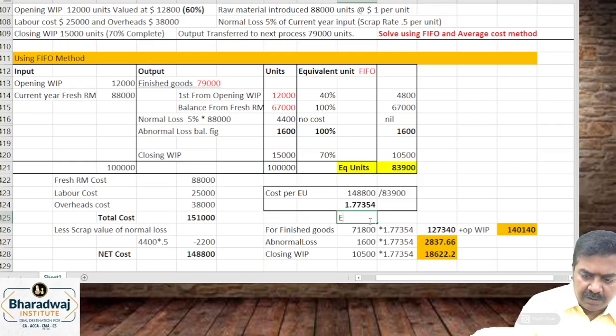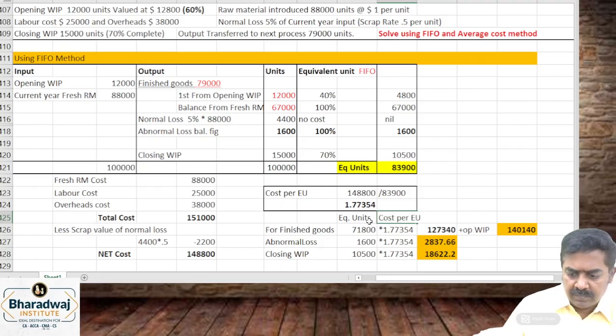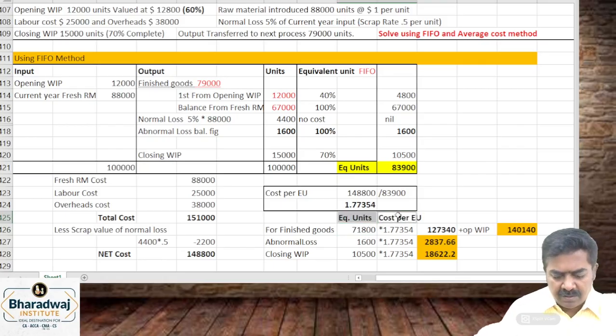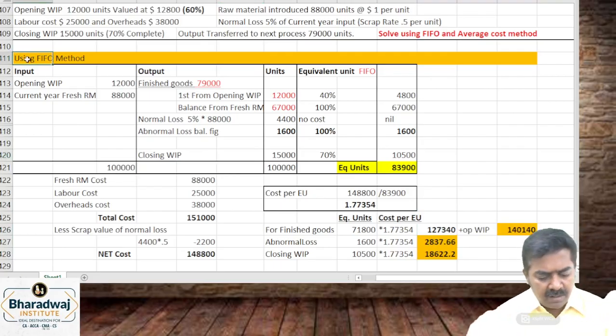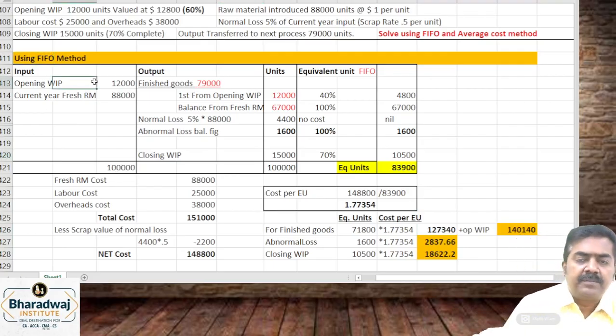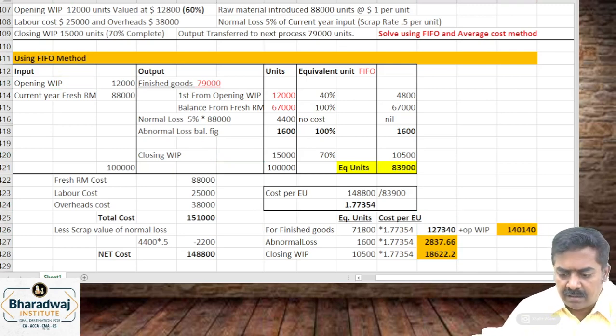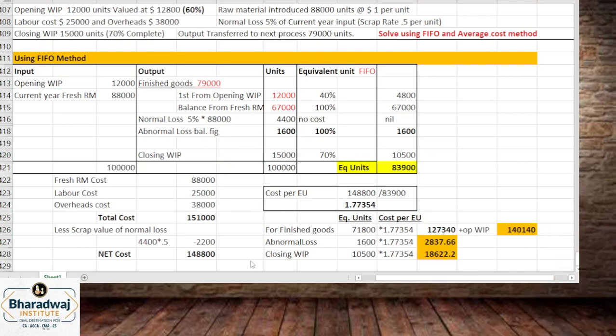This is equivalent units. This is cost per equivalent unit. So equivalent units multiplied with cost per equivalent unit, we get which one? Total cost. Try under which method? Copy this, then try under average cost method.